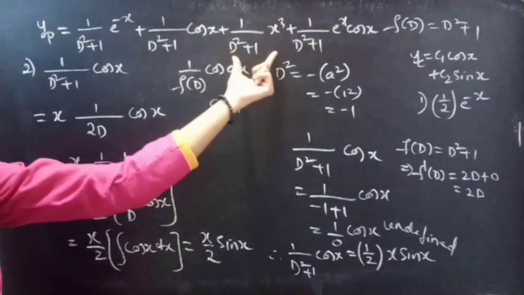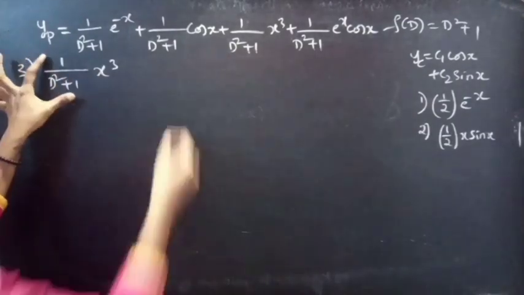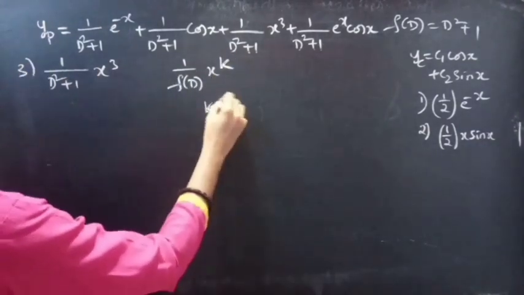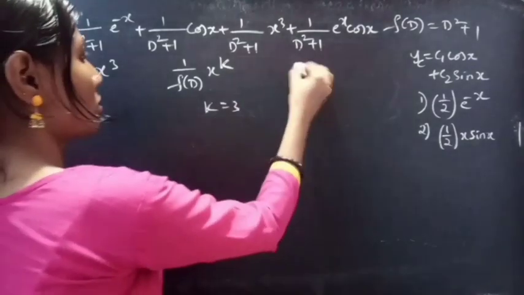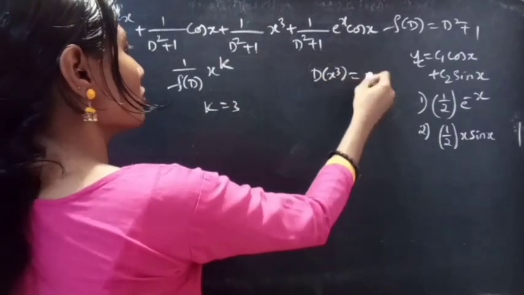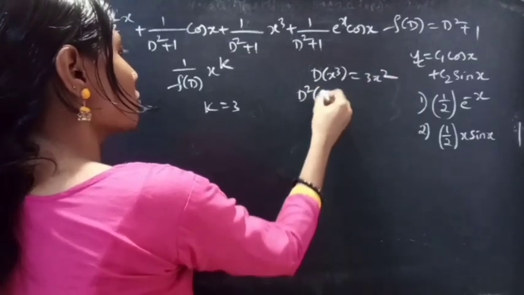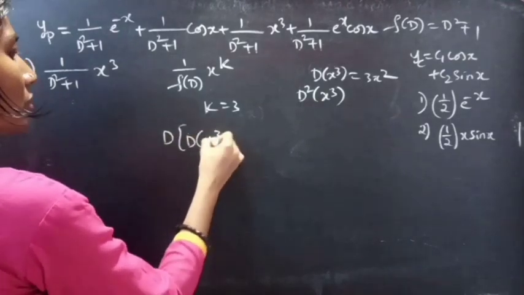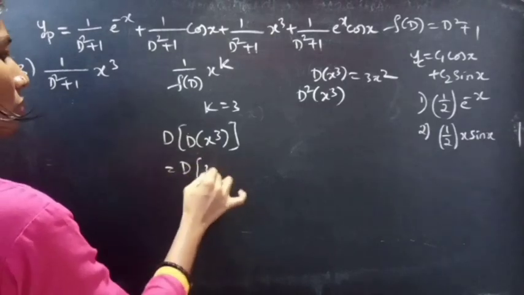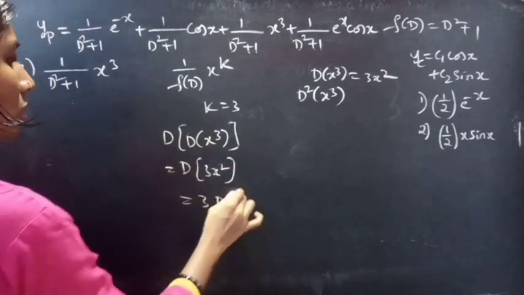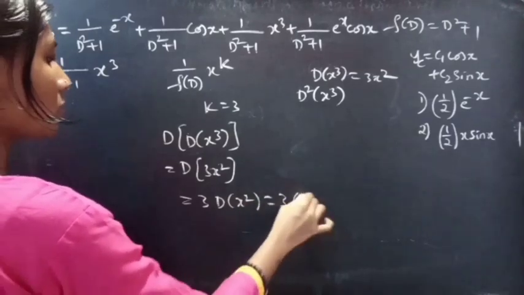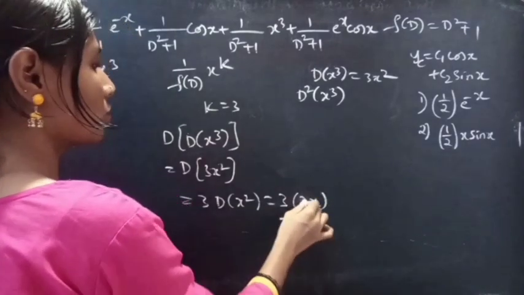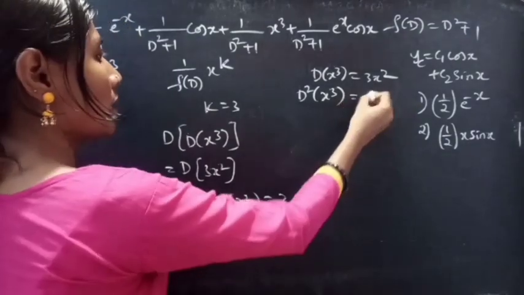Now let's find the third one. This is of 1 by f of D into x power k form. Here we are having k equals 3, so we'll get only the first three derivatives. Let's find D square of x cube, which is the derivative of x cube. We know the derivative of x cube is 3x square. Now we can write it as 3 into the derivative of x square, which is 3 into 2x, right? 3 twos are 6 into x. So we'll get 6x here.